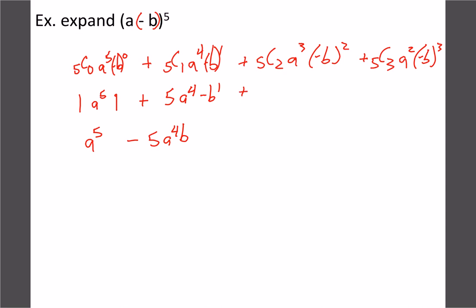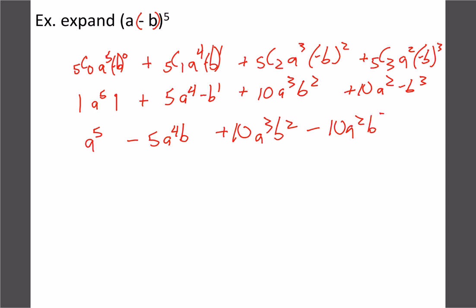The next one we have 5c2, which is 10, a cubed, and then negative b would be b squared. The negatives would cancel, so that one will be plus 10 a cubed b squared. The next one we'd have 10 again, a squared, but now it's negative b cubed. So that one will be minus 10 a squared b cubed. So you can see the pattern works where, when you have a minus in there, it just switches back and forth between positive or negative.